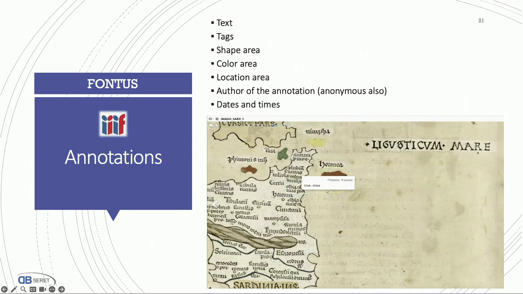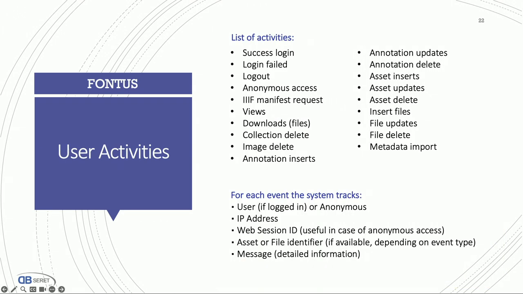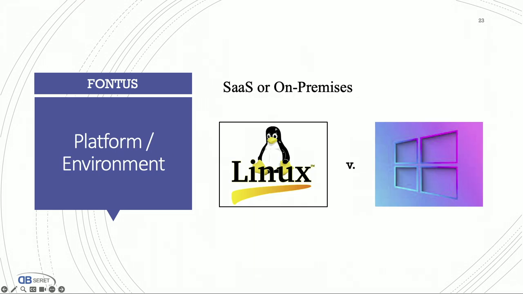Concluding the DAM application scenario, users' activities are tracked by the system in the application log, available by web interface. Here you have the list of all the activities that we track. And for each event, the system tracks the user IP address and messages and so on. The platform can be used as software as a service and on premises.